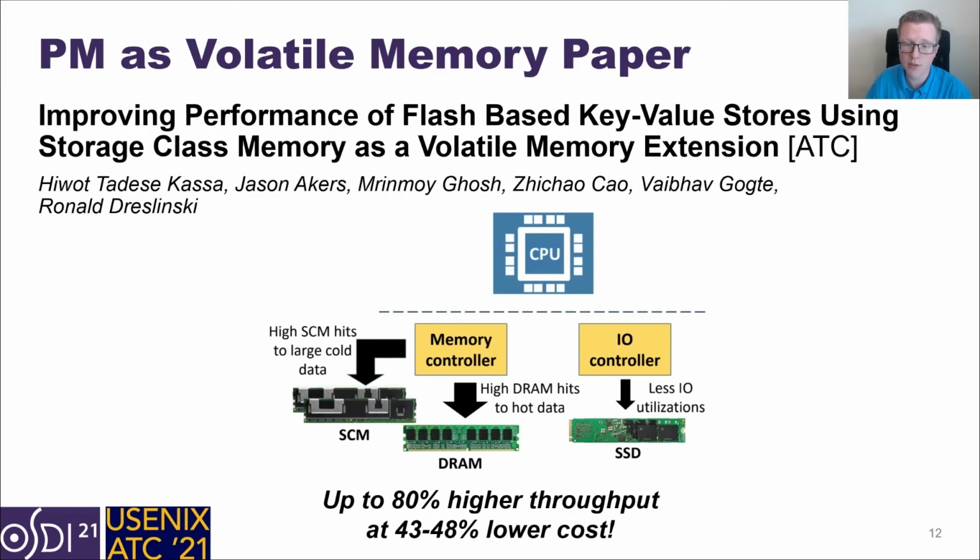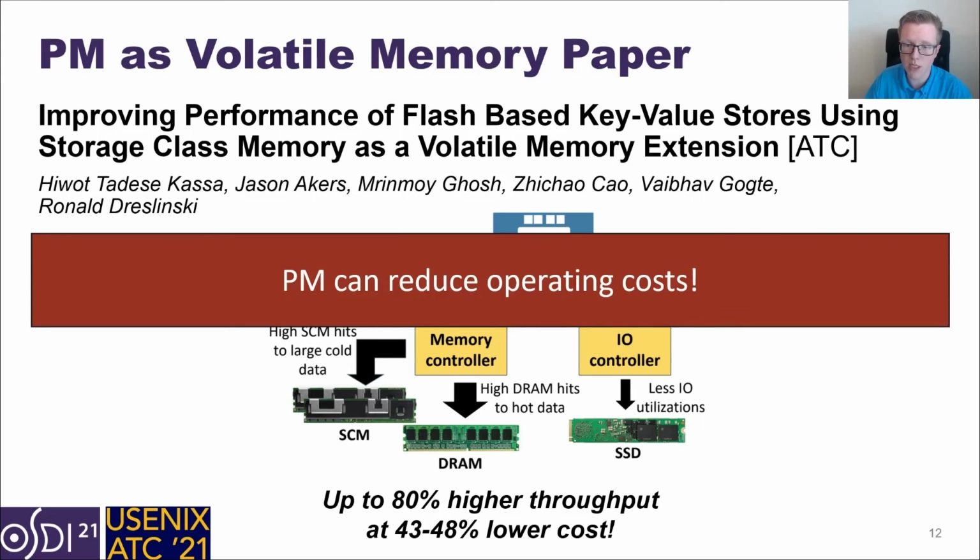costs by almost 50%. This paper really demonstrates the utility of using non-volatile memories like Optane not only as a volatile memory device, but as a cost-saving one, as Optane is both cheaper per gigabyte of storage than DRAM and has lower overall operating costs.